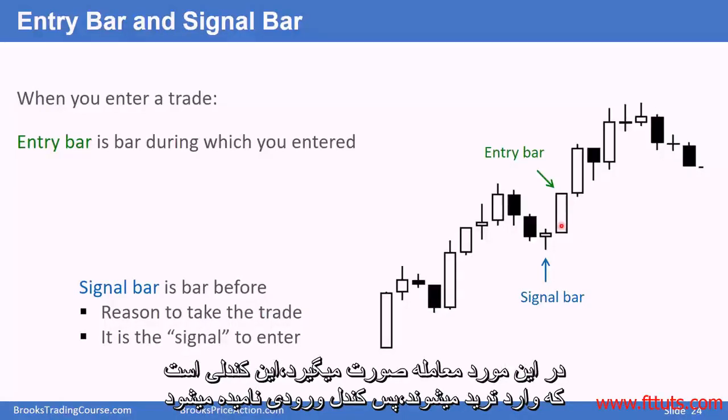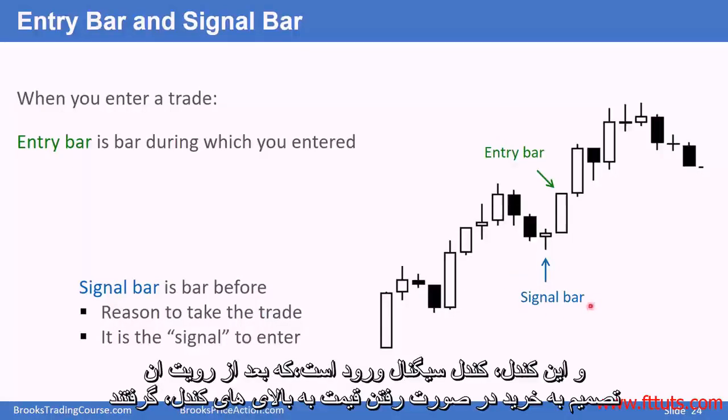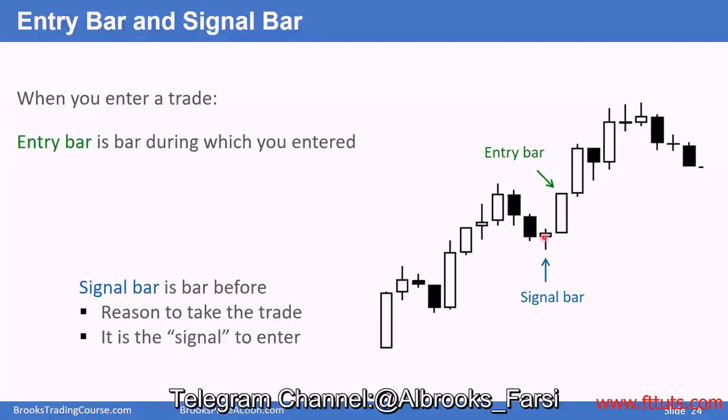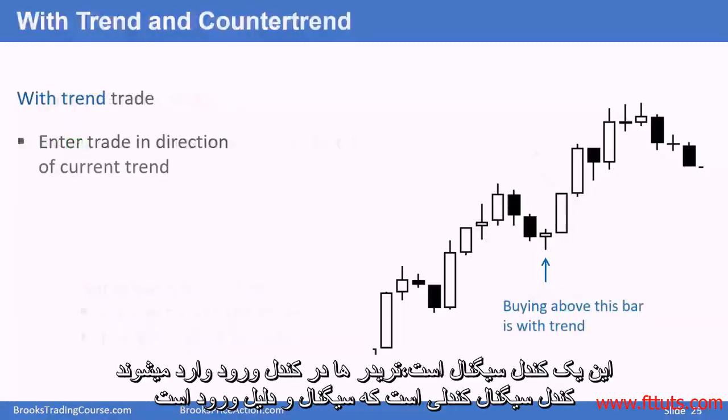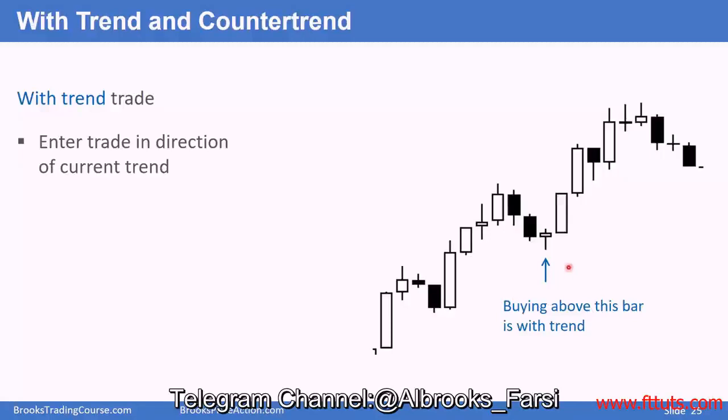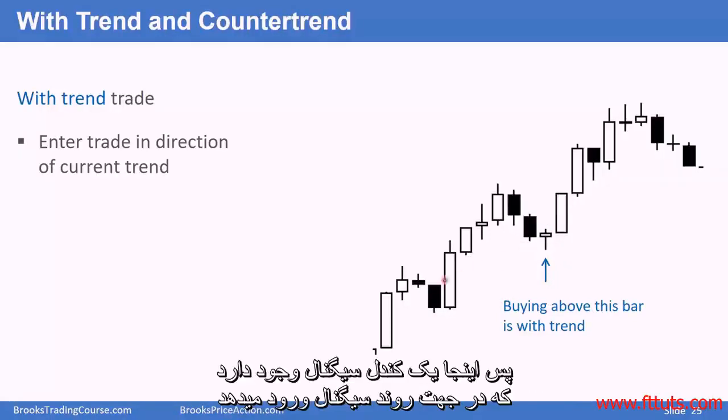This is the bar when they enter their trade, so it's the entry bar, and this is the bar that signaled the entry. When they saw this bar, they thought, if it goes above the high of this bar, I want to get long. This is the signal bar, and traders get in on the entry bar. The signal bar is the reason to take the trade. It's the signal to look to enter. So here's the signal bar.